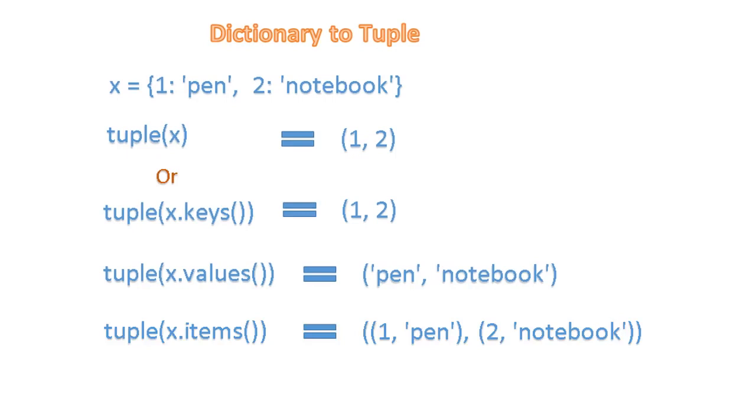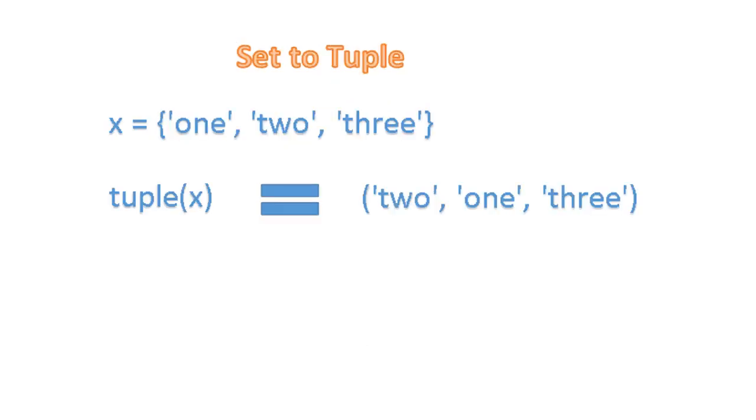To get both keys and values from a dictionary, we can use a function called items. From this example, the output will be a tuple of tuples. Each tuple inside the tuple will have key and value data. Converting set to tuple. When a set is converted to tuple, the data becomes immutable and it is enclosed in a round bracket.